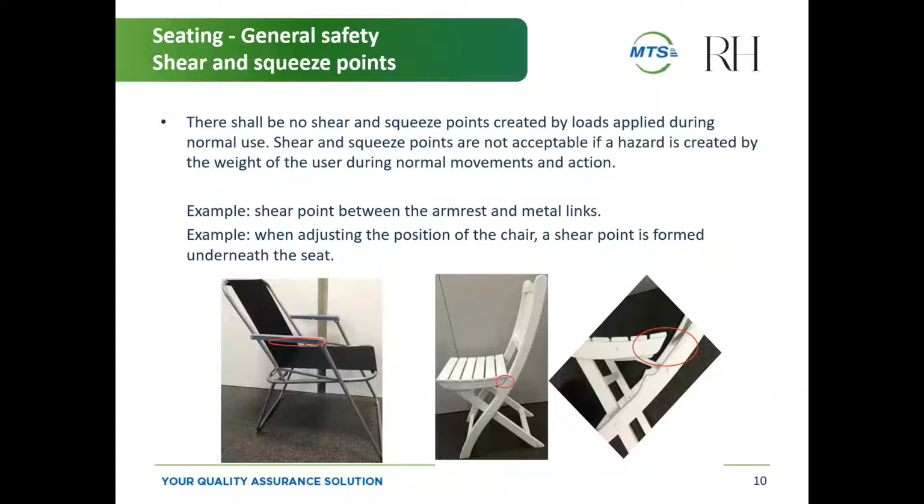Shear or squeeze points created when a load is applied during normal use are not acceptable if the hazard is created by the weight of the user during the normal action. You can see some examples here. One would be under the arm, and then one in the back of the chair. So you can see the space all the way to the right side where there is a space, and when a person sits down, that's going to close up. If anybody was nearby and a child put a finger there, that would be a concern.